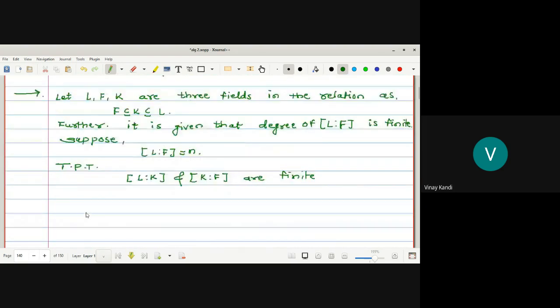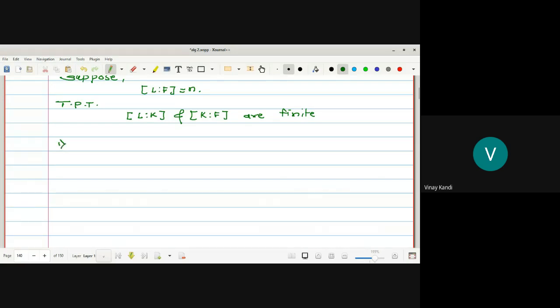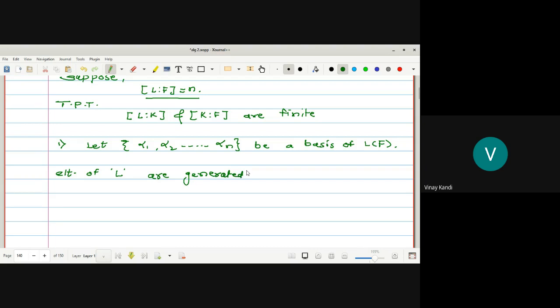So, first, step number one. Let the set alpha 1, alpha 2, and so on up to alpha n be a basis of L over F. We assume that the dimension of L over F, the degree of L over F, is n. Hence the basis set contains a total of n elements. So let alpha 1, alpha 2 up to alpha n be the basis of L over F. Now the elements of the field capital L are generated by the elements of capital F. Any doubt up here?